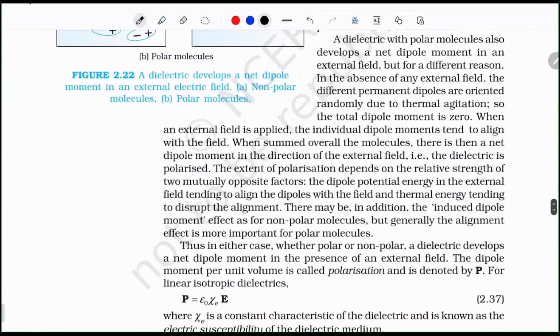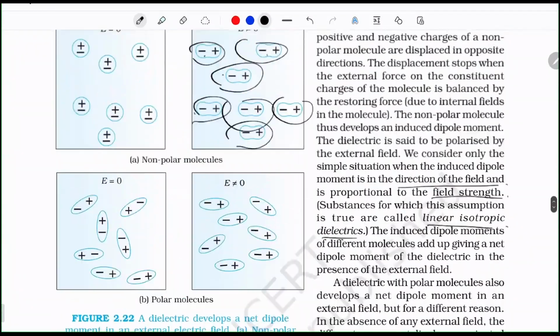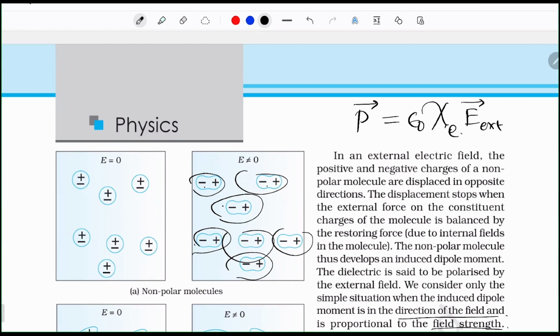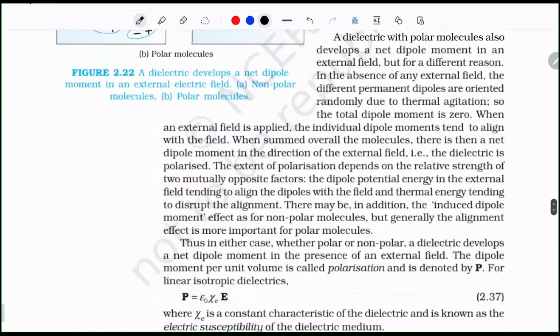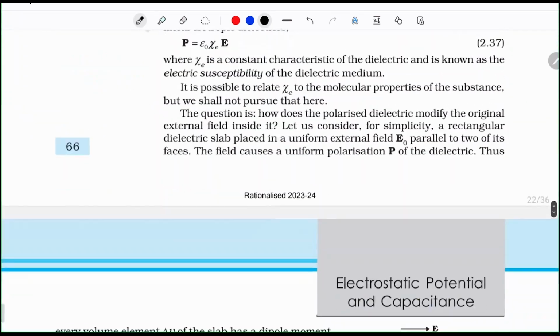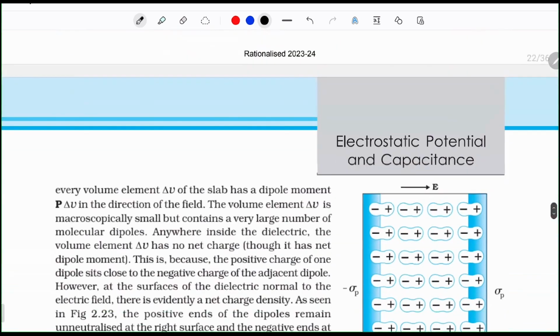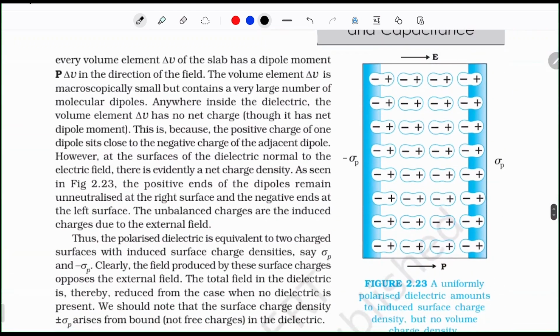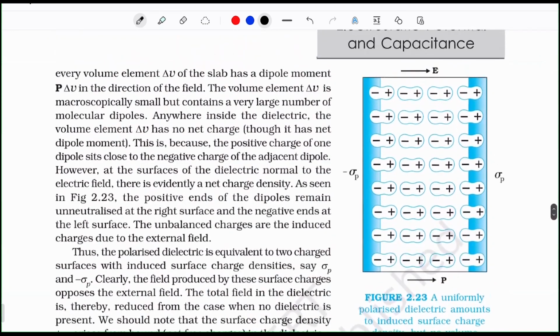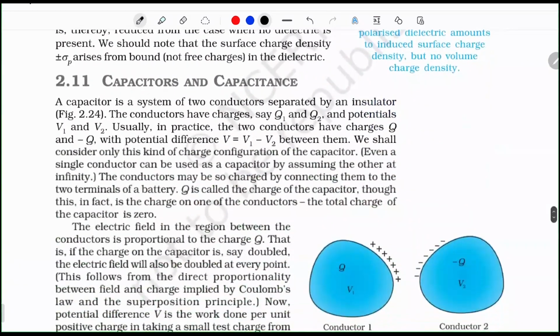So here you see that the polarization P is equal to epsilon naught chi E times the electric field, where chi E is called the electric susceptibility of the dielectric medium. So there you go. You see that the external electric field is this way, and all the molecules are polarized in the same direction, right? So that is the thing.